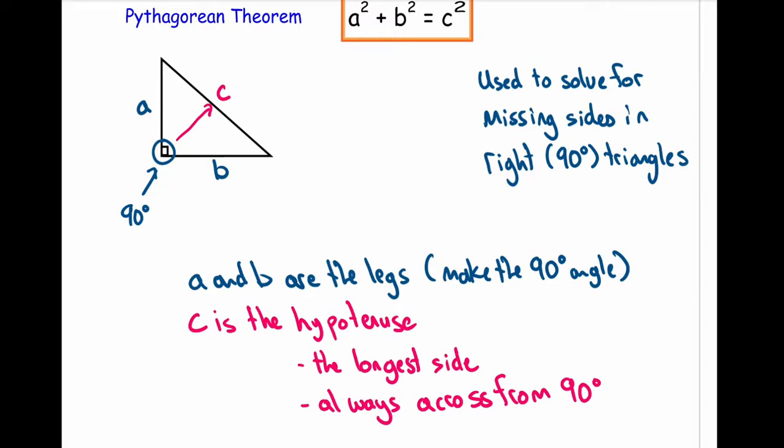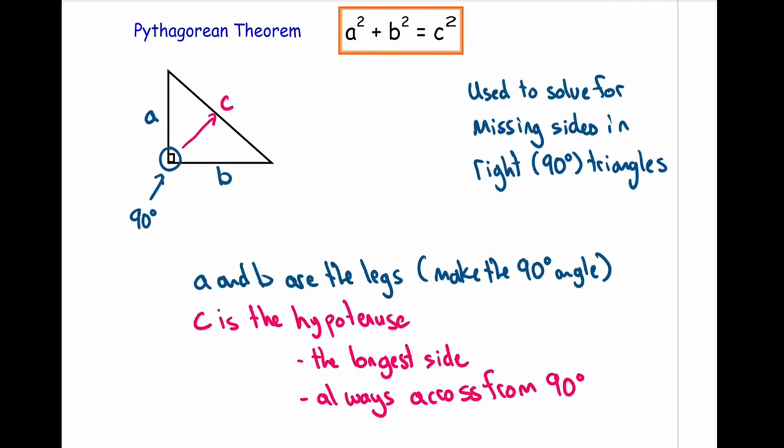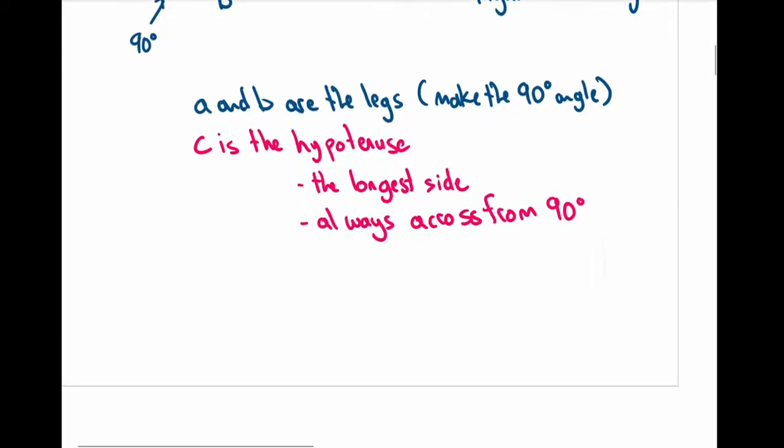And what we're going to look at next is a couple examples of being able to find a missing leg or find a missing hypotenuse.